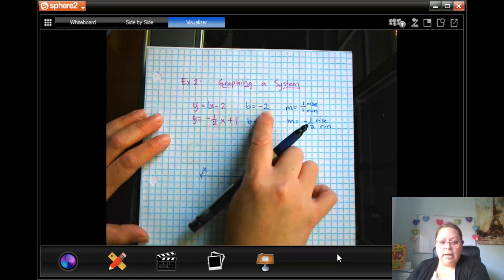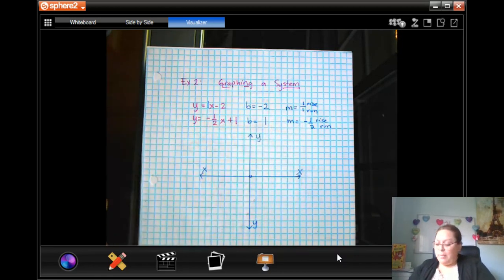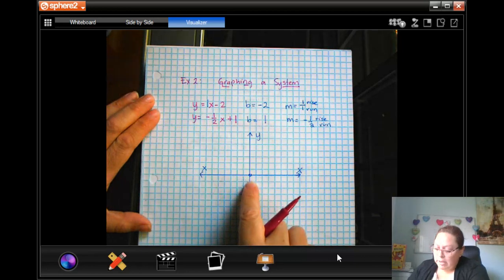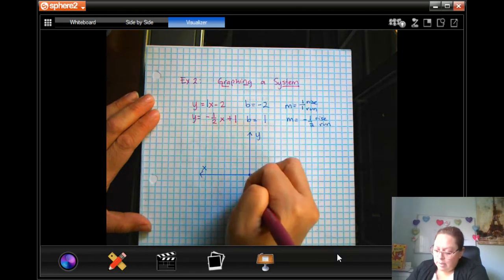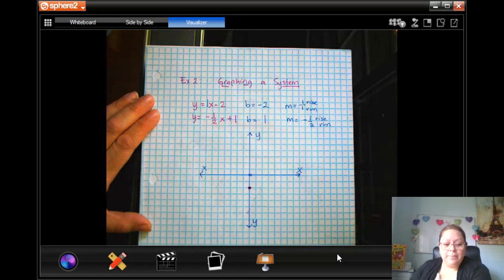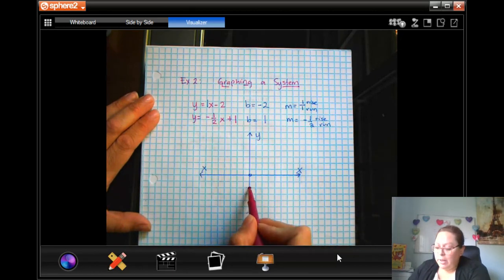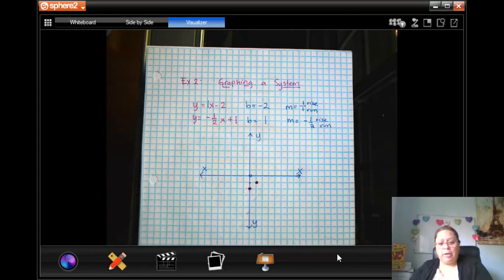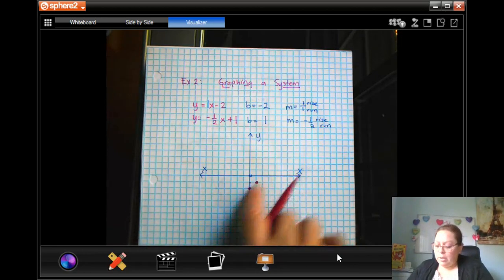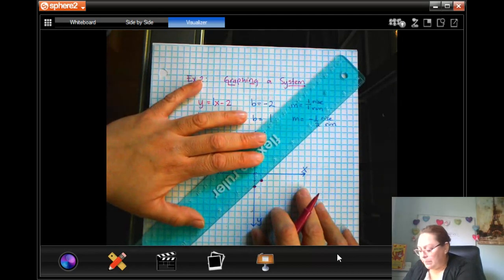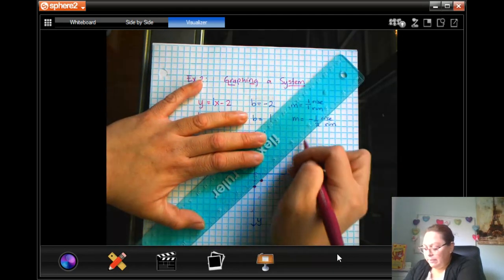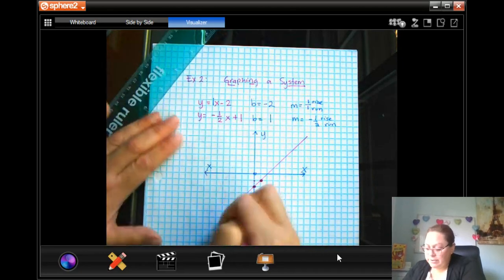B equals a negative 2. So I'm going to go to negative 2 on the y-axis. So here's 0. I'm going to go down 1, 2. I'm going to go ahead and put my point there. All right. From there, I'm going to go ahead and rise 1 and over 1. And there I have my next point. Okay. So now I have my 2 points. Remember that once you have your 2 points for the linear equation, you just go ahead and draw your line. Okay. So draw your line there. And that's your first equation.